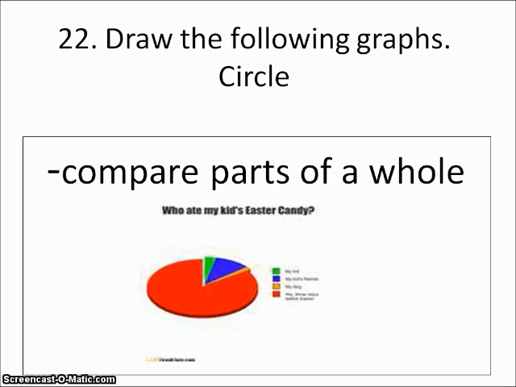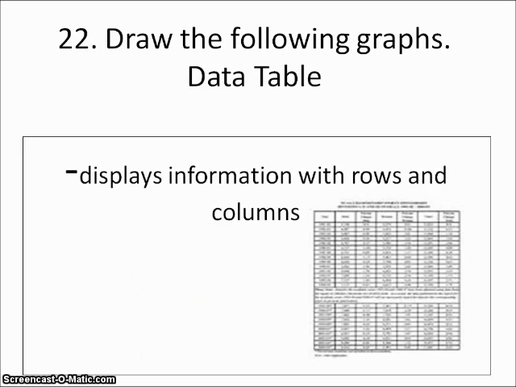Let's see, 22. Draw the following graphs. This is a circle graph, and it compares parts of a whole. And in this example, who ate my kid's Easter candy? And we've got different examples of who possibly ate the candy represented by different colors.